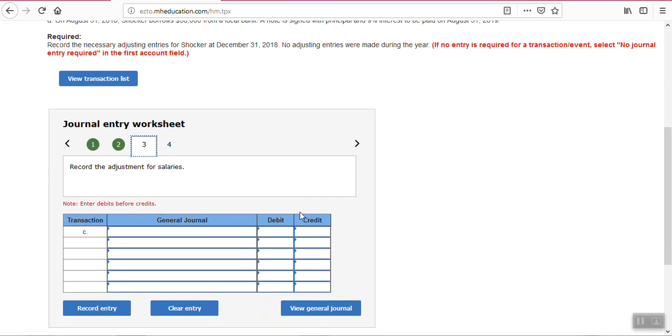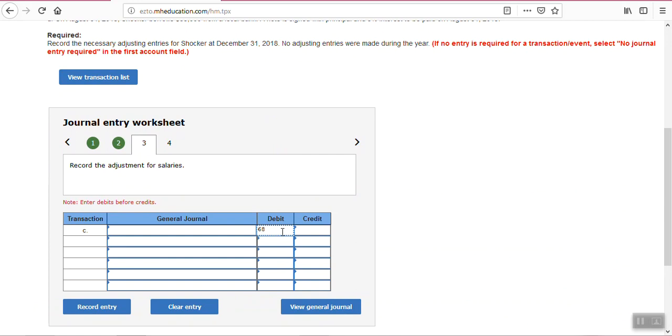So we need to recognize $6,800 worth of an expense, and that of course would be salaries or wages, some kind of term like that, expense.